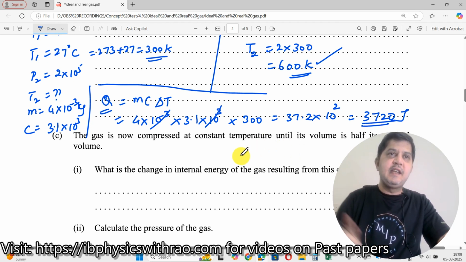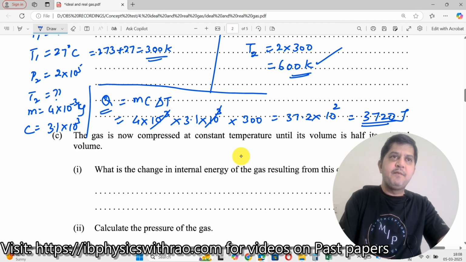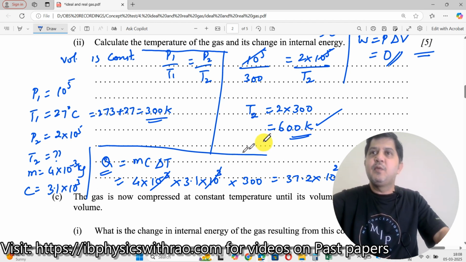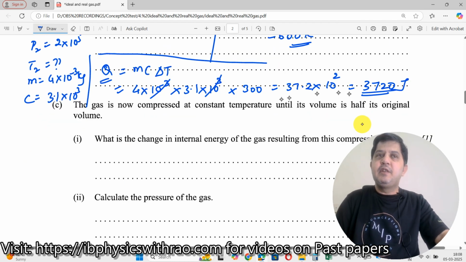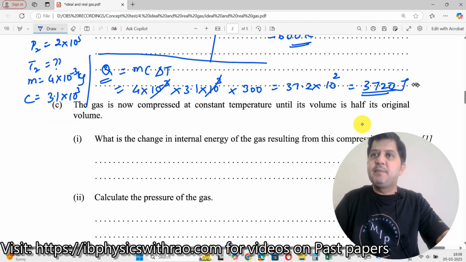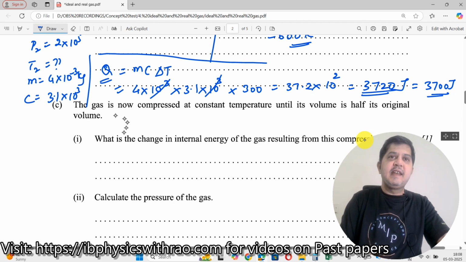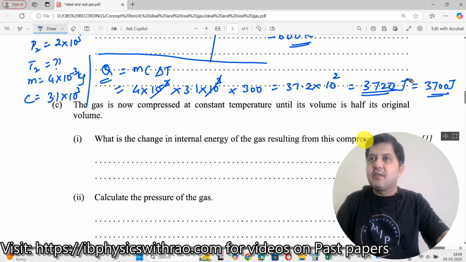Now, look at these equations here. 300K, what is this now? One significant figure, 1 SF, everywhere it is only 1 SF except this. Okay, so what you can do is, I can just keep this as 3700 joules also.